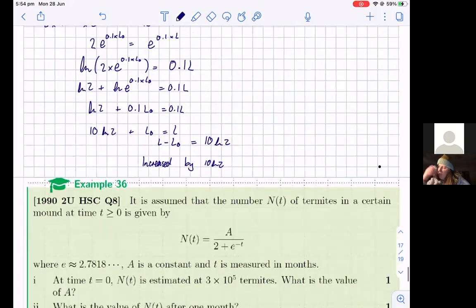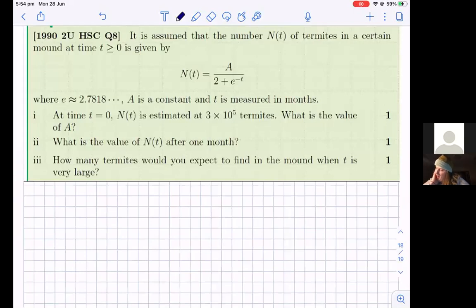Okay. Termites. T equals 0. The number of termites is that. What is the value of A? So T equals 0. We've got 3 times 10 to the 5 equals A on 2 plus e to the minus 0. So we've got 3 times 10 to the 5 equals A on 3. So A must be 10 to the 5. Easy mark.